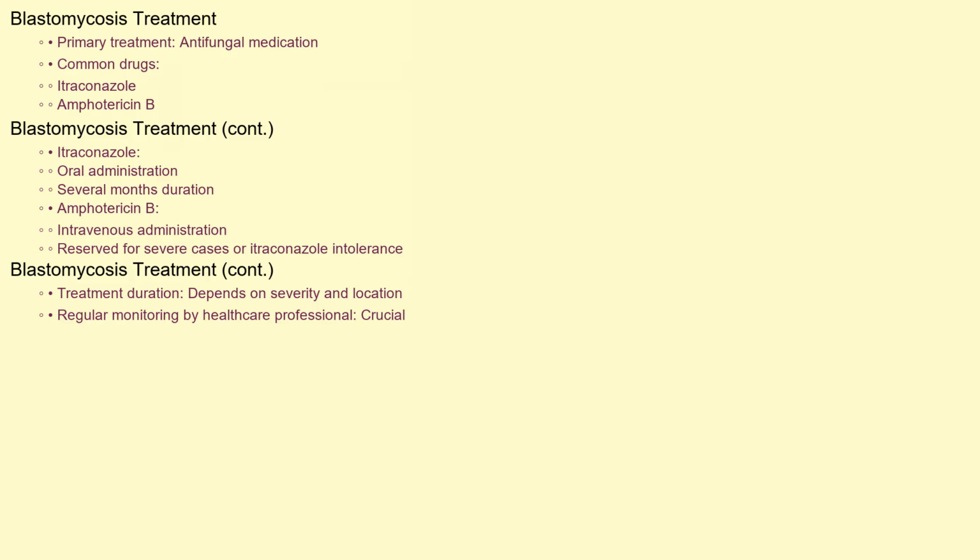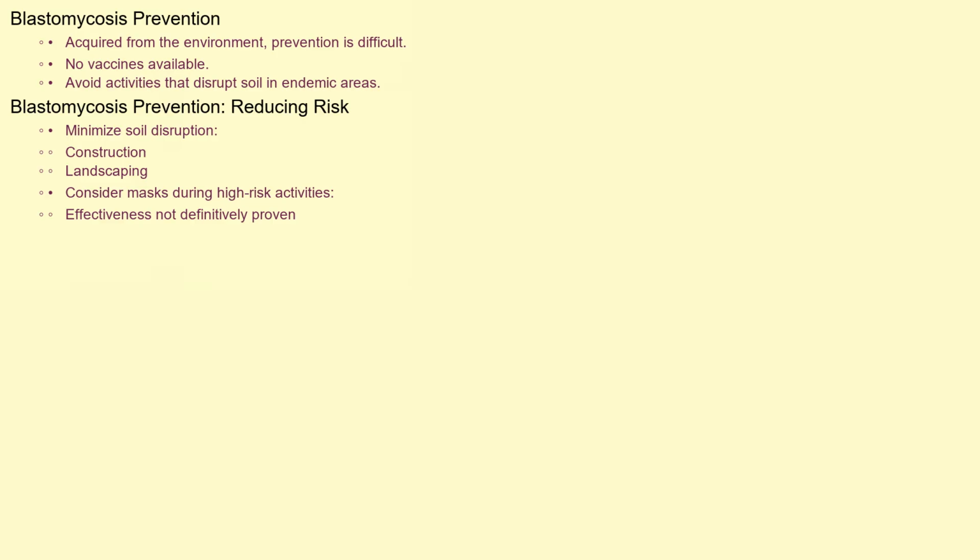The primary treatment for blastomycosis is antifungal medication. The most commonly used drugs are itraconazole and amphotericin B. Itraconazole is usually administered orally for several months. Amphotericin B is given intravenously and is typically reserved for severe infections or when itraconazole isn't effective or tolerated. The duration of treatment depends on the severity and location of the infection, and regular monitoring by a healthcare professional is crucial.